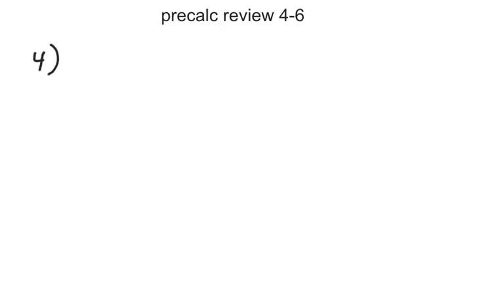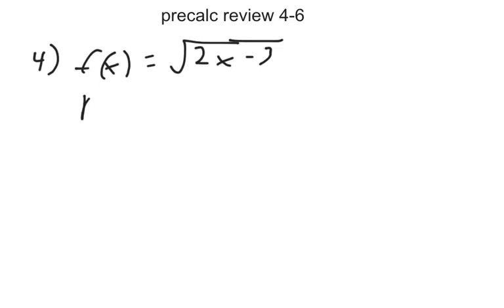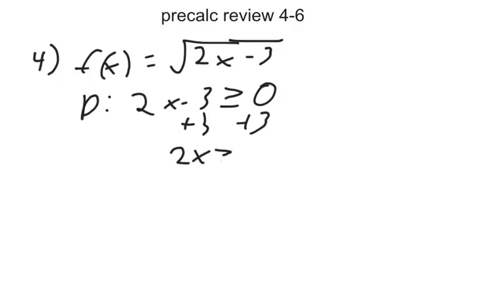Alright, in problem number 4, continuing on, if we have f of x equals the square root of 2x minus 3, whenever you're trying to do the domain of a square root, it has to be bigger than 0. So I'm going to add 3 to both sides. 2x is greater than 3. Divide by 2. X is greater than 3 halves.